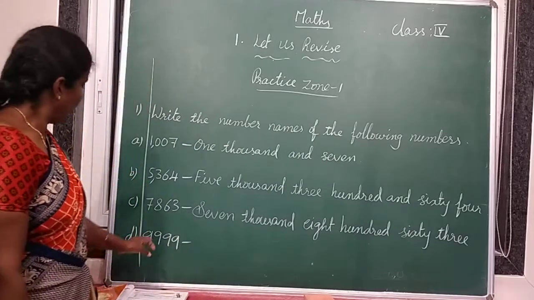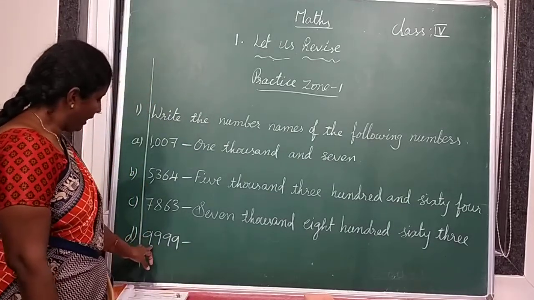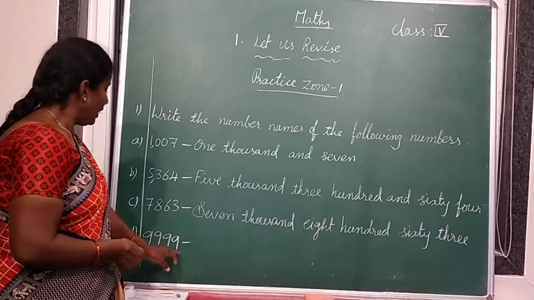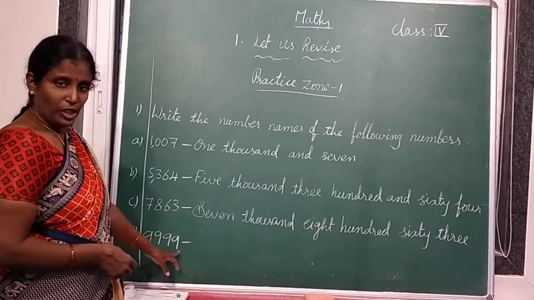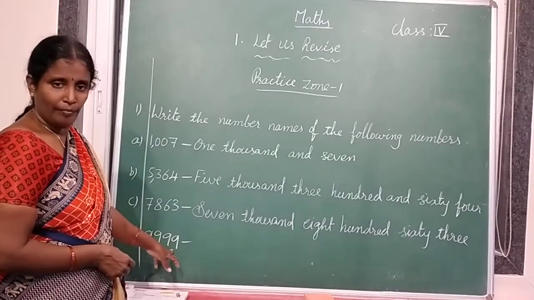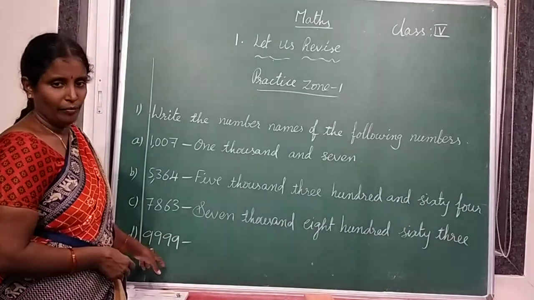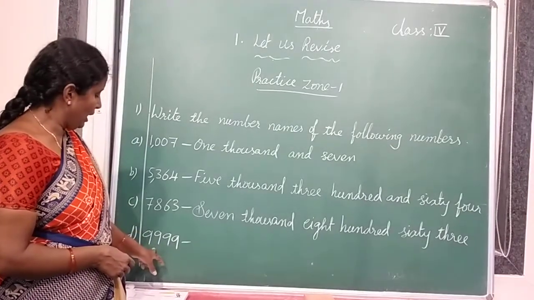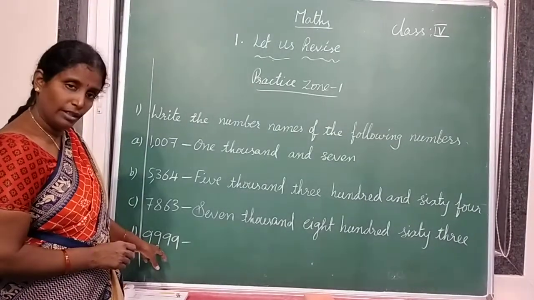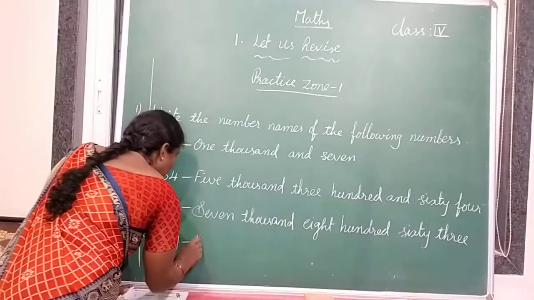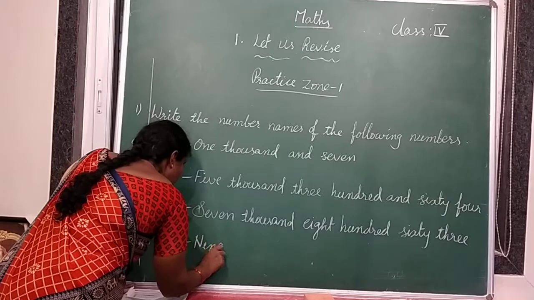7,863. And next, this is 9,999. So can you say any speciality of this number? Yes, it is the largest 4-digit number. So this is nothing but 9,999. Good.